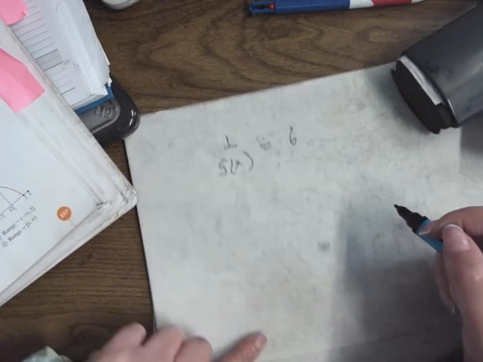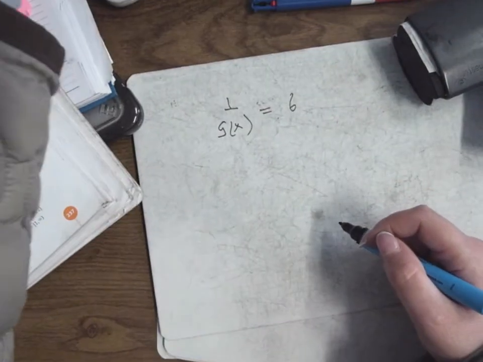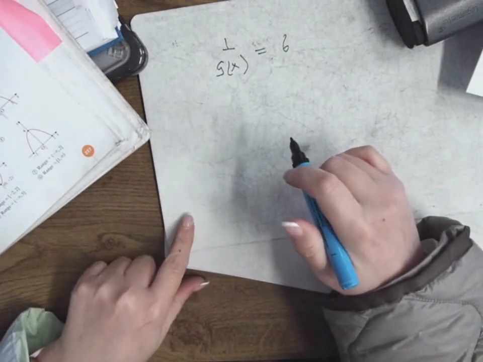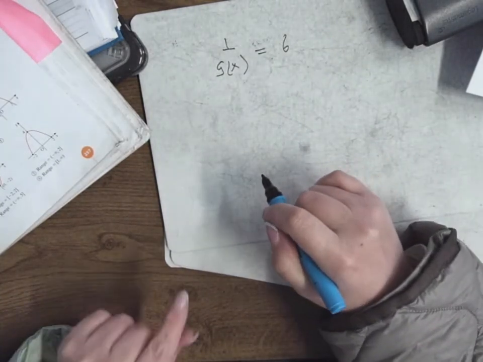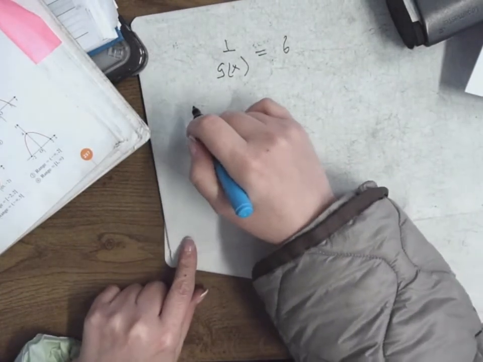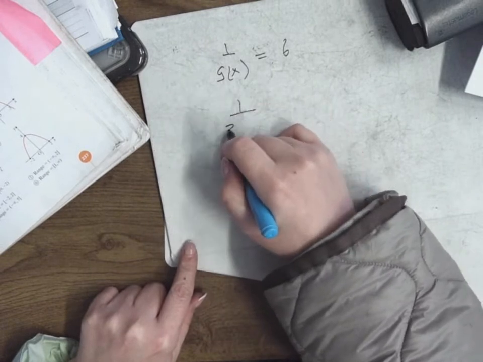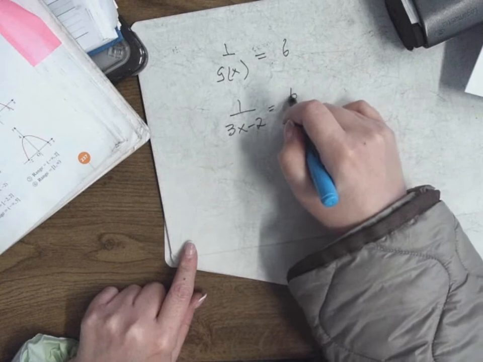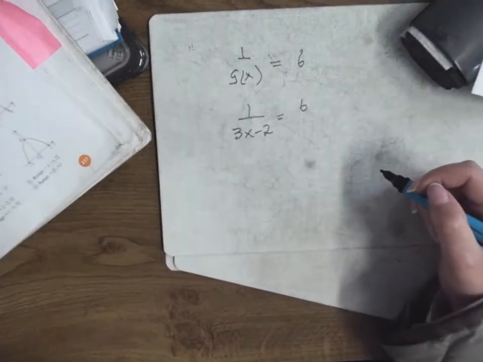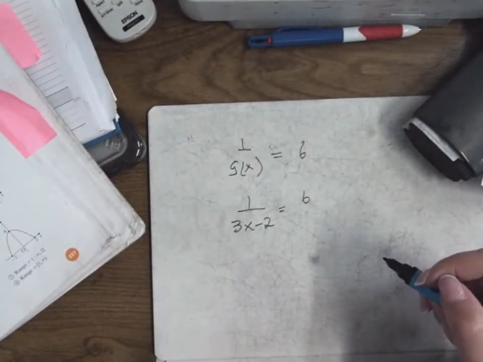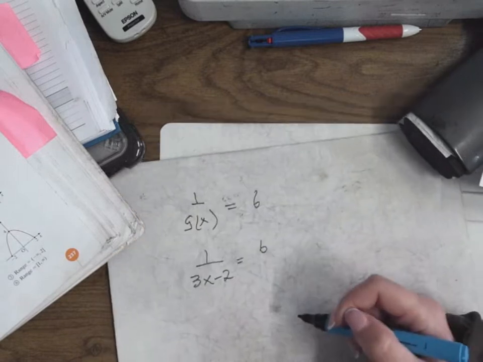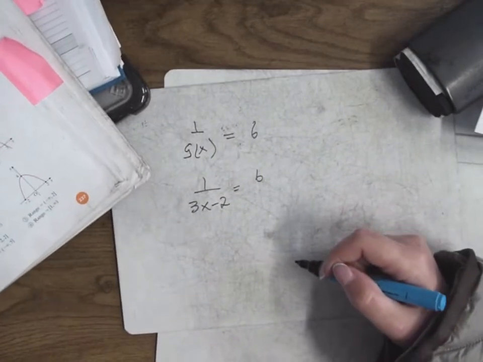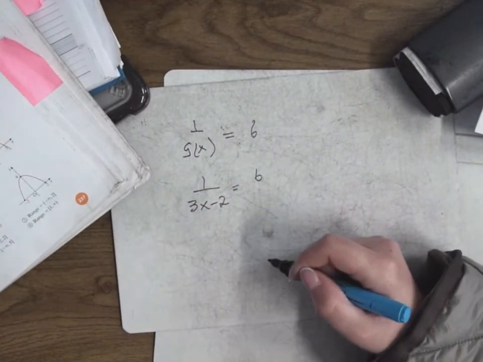So 1 over g of x, 1 over g of x, so that's 1 all over 3x minus 2 equals 6. Is that not helpful, is it? What is? No.